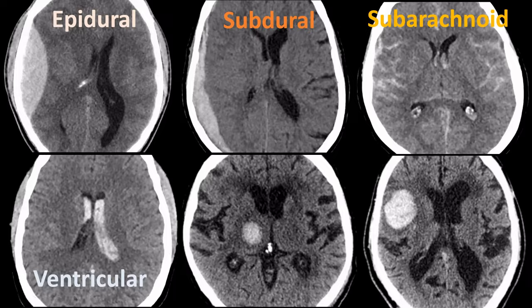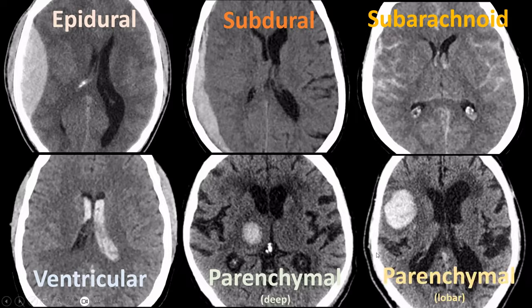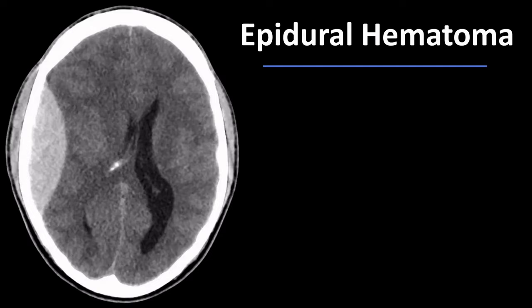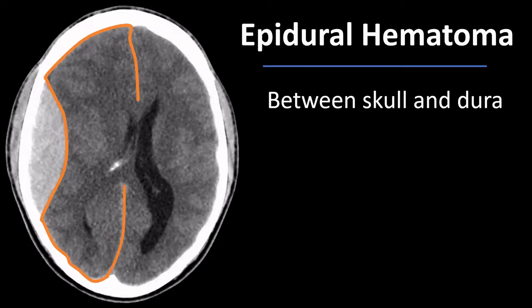And when it comes to the deep hemorrhages located inside the brain parenchyma, you can also make a distinction which will have implications for the differential diagnosis between a parenchymal hematoma located in deep structures and a parenchymal hematoma located superficially in the brain, a so-called lobar intraparenchymal hematoma. Let's examine these various hematomas or hemorrhages one at a time. Let's start with an epidural hematoma. An epidural hematoma is a blood collection located between the skull and the dura.